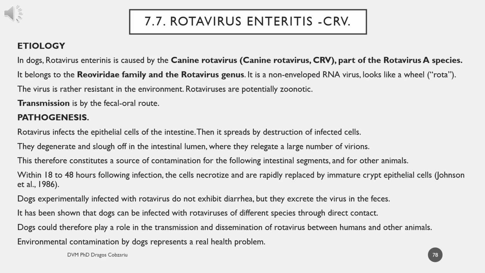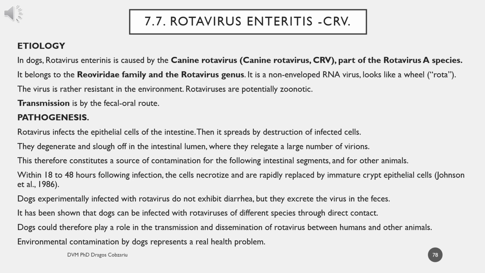In dogs, rotavirus enteritis is caused by the canine rotavirus, CRV, part of the rotavirus species. It belongs to the Reoviridae family and the Rotavirus genus. It is a non-enveloped RNA virus, looks like a wheel, rota. The virus is rather resistant in the environment. Rotaviruses are potentially zoonotic. Mode of transmission is by the fecal-oral route.